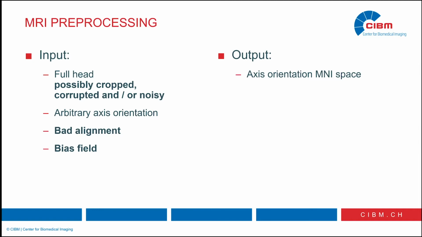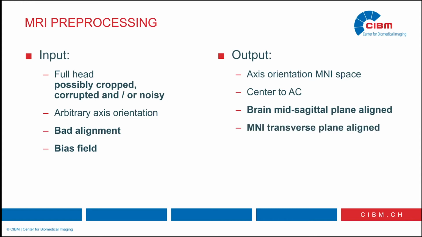The output, what we want for the inverse solution, is a nice MNI space orientation. It would be even nicer to have the center at the anterior commissure. The really important thing is that you want the mid-sagittal plane aligned correctly. That really needs to be right in the middle of the brain, again because patients usually don't have that. A good MNI transverse plane is also nice. And we need the bias field correction.